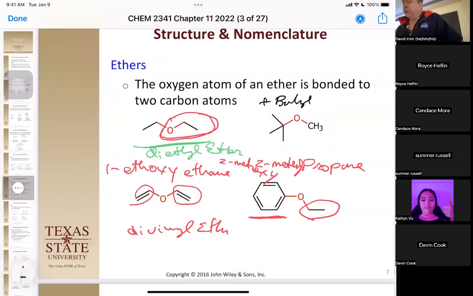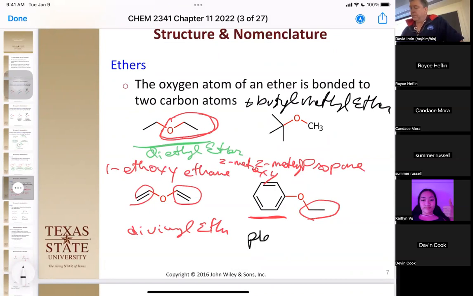T-butyl methyl ether. Methyl. I have to write that again. Come on. There we go. All right, let's try it one more time. T-butyl methyl ether. Okay, so here it'd be phenyl ethyl ether, because it's a phenyl group and the ether takes into account the oxygen.